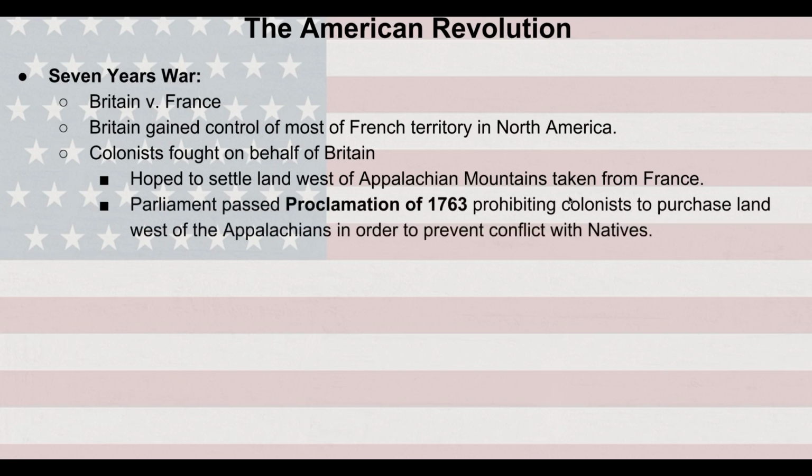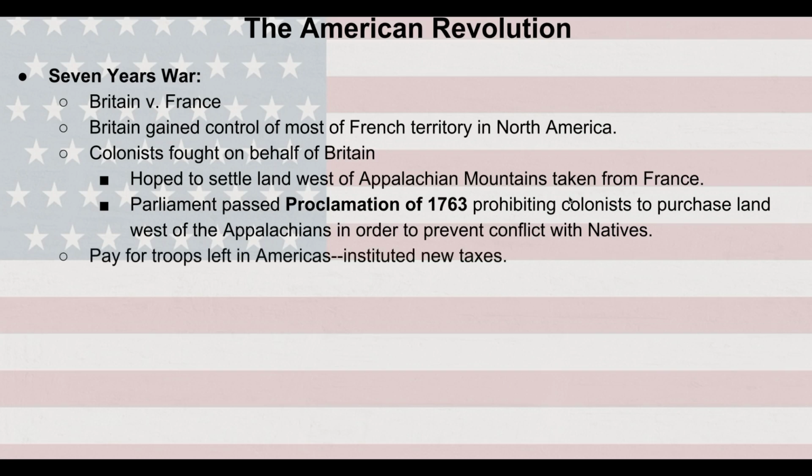Following the war, Parliament is going to pass what is known as the Proclamation of 1763. And they do this in order to prevent a conflict with the native groups that are living in areas west of the Appalachians. So what this proclamation does is it prohibits colonists from purchasing land west of the Appalachians. Now remember, the whole goal behind assisting in the 7 Years' War was to be able to settle that land west of the Appalachian Mountains, and now they're being told that they can't.